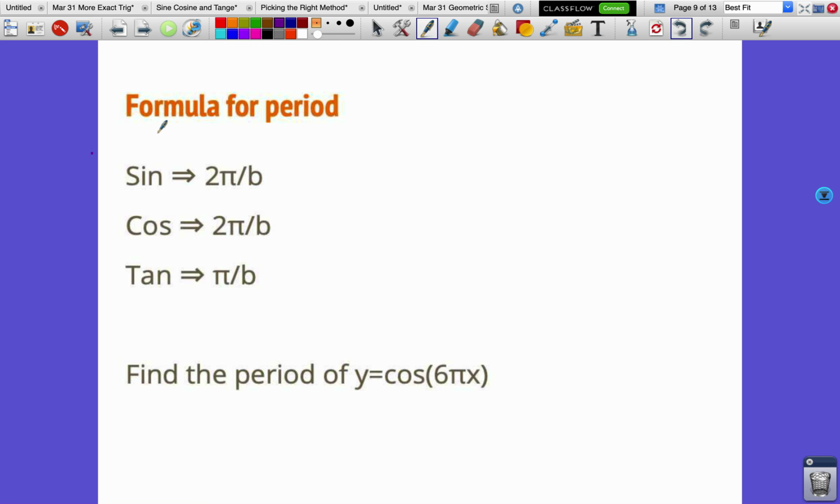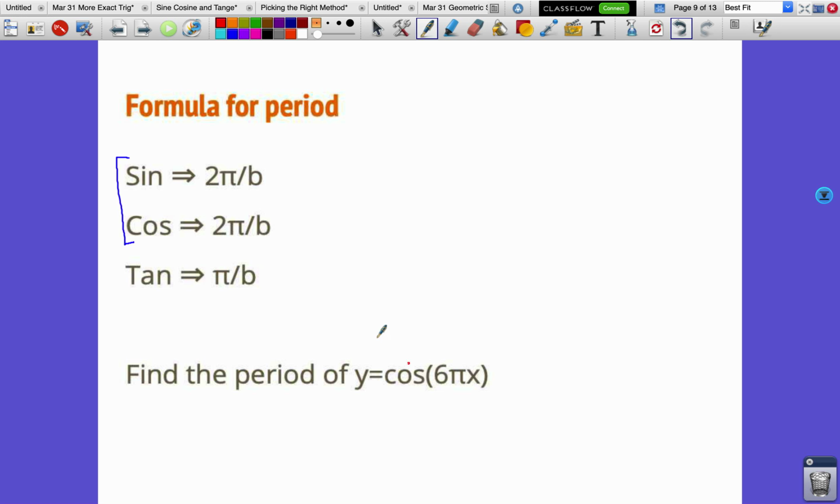So there's a formula for this as well. To get the period of a function, you do 2 pi divided by b. At least that works for sine and cosine. Tangent's a little bit different because it's got a more frequent period. The frequency of a tangent wave is every pi, so you just do pi over b. So this is sort of like original frequency divided by b.